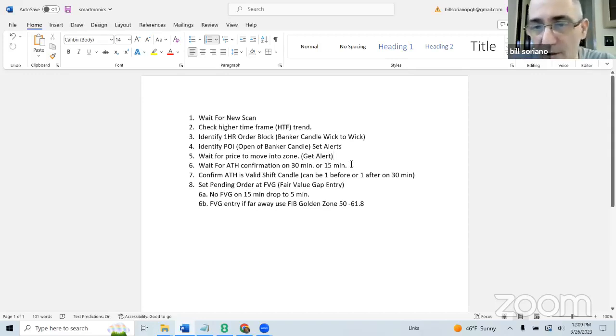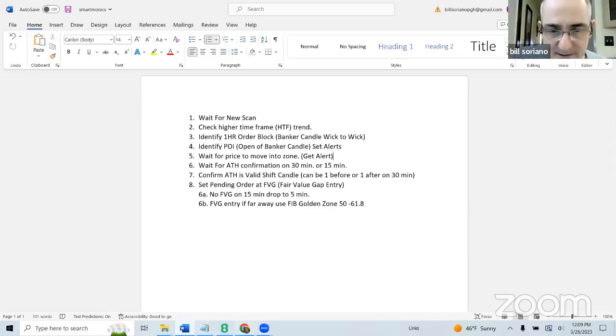We wait for the ATH confirmation on 30 or 15. If we get that, we confirm the ATH is a valid shift candle. Can be 1 before, 1 after, only on the 30, not on the 15. If it is, we set our pending order at the fair value gap entry. If there's no fair value gap entry, so if you find a confirmation, it's a shift ATH candle on the 30, but there's no fair value gap entry, right?